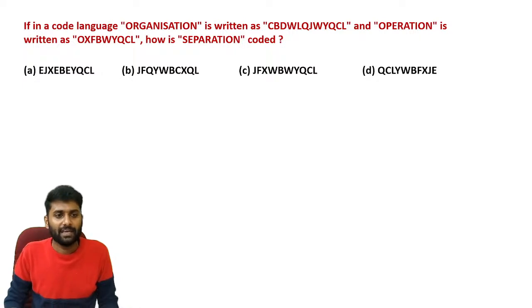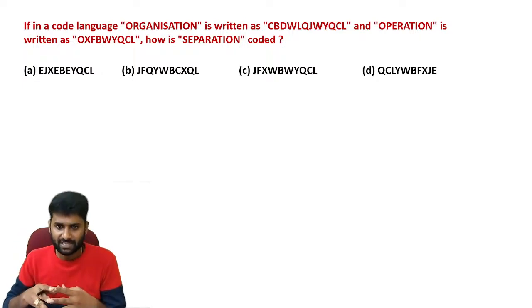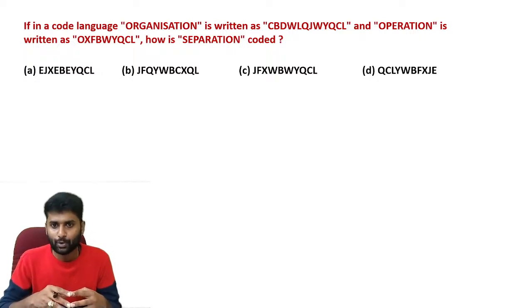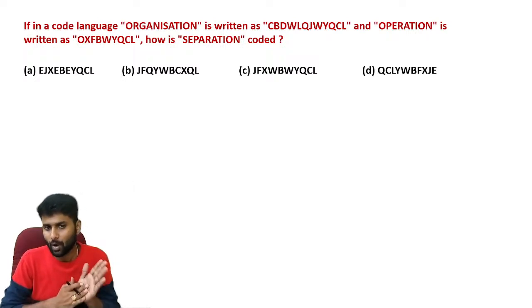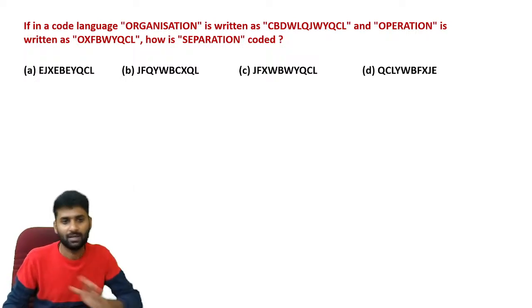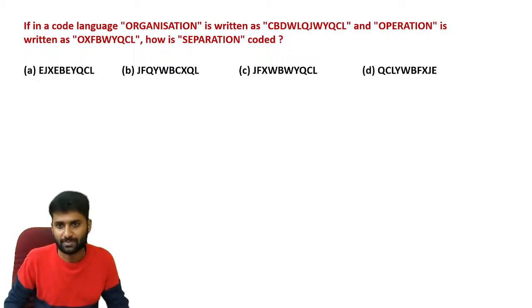Next. If in a code language, organization is written as CBDWLQJWYQCL and operation is written as OXFBWYQCL, then how can we code separation? Just go through the logic. What is the logic behind this question?